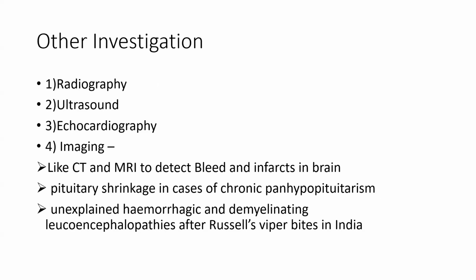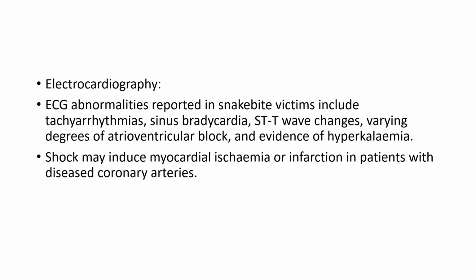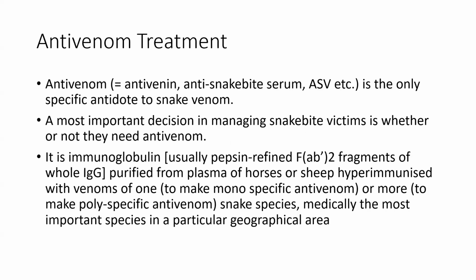Now, other investigations are radiography, ultrasound, echocardiography, and imaging, like CT and MRI to detect the bleed and infarct in the brain. Pituitary shrinkage in case of chronic panhypopituitarism. Unexplained hemorrhagic and demyelinating leukoencephalopathies after Russell viper bite in India. Then regarding ECG abnormality reported in the sea snake victim, including tachyarrhythmia, sinus bradycardia, ST-T wave changes, varying degree of AV block, and evidence of hypercapnia. Shock may induce myocardial ischemia and infarction in patient with diseased coronary arteries.